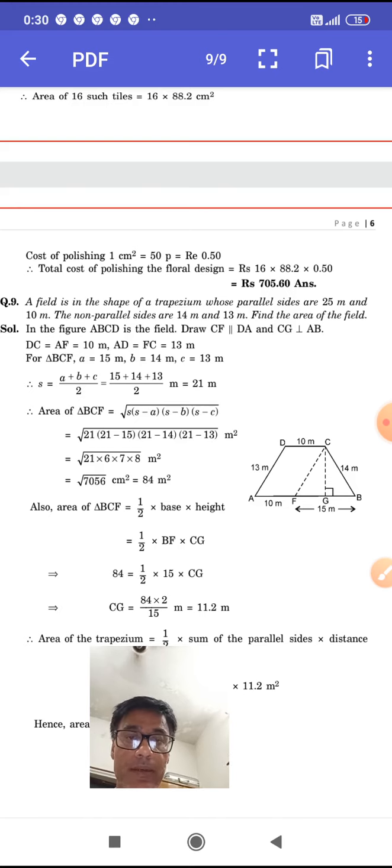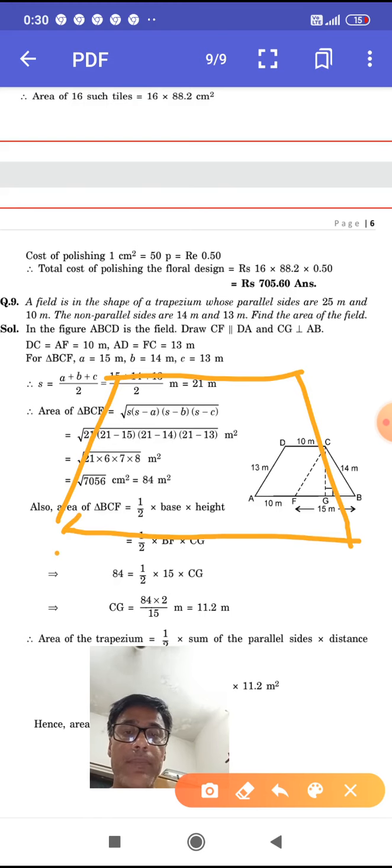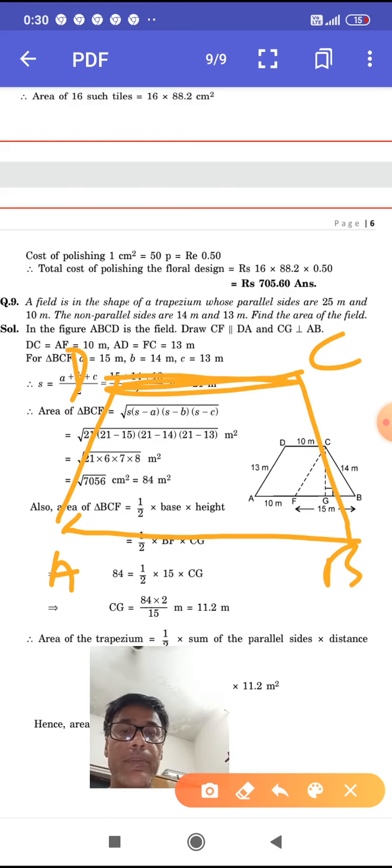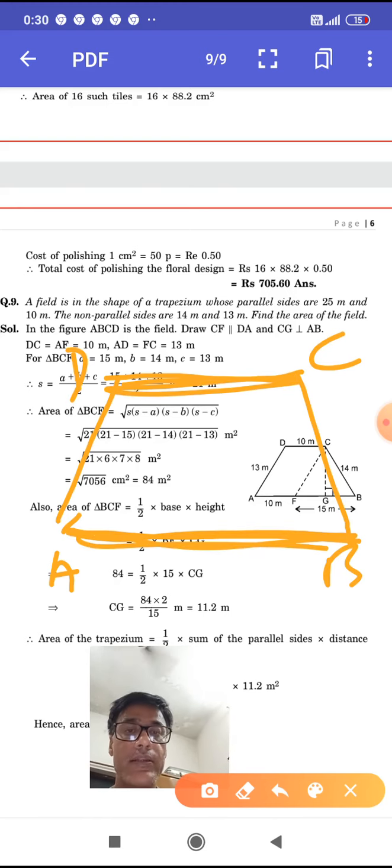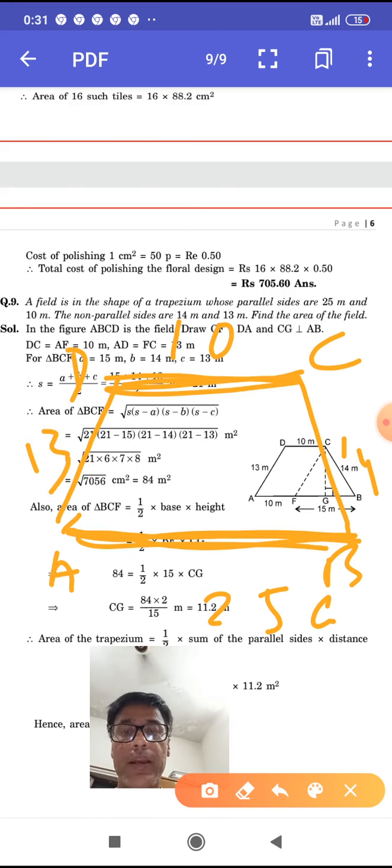So we will make a trapezium. This is our trapezium ABCD. CD and AB are the parallel sides. This one, CD, is 10 centimeter, and this AB is 25 centimeter. And the non-parallel sides are 14 centimeter and 13 centimeter. Find the area of the field.